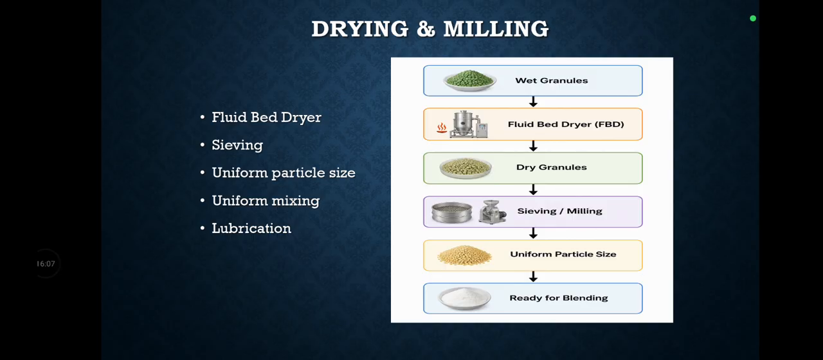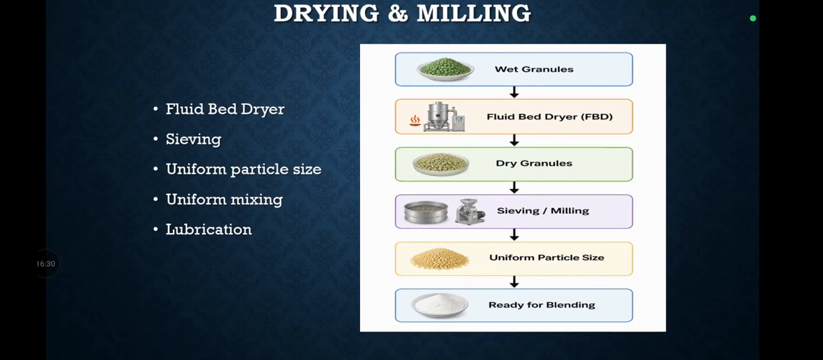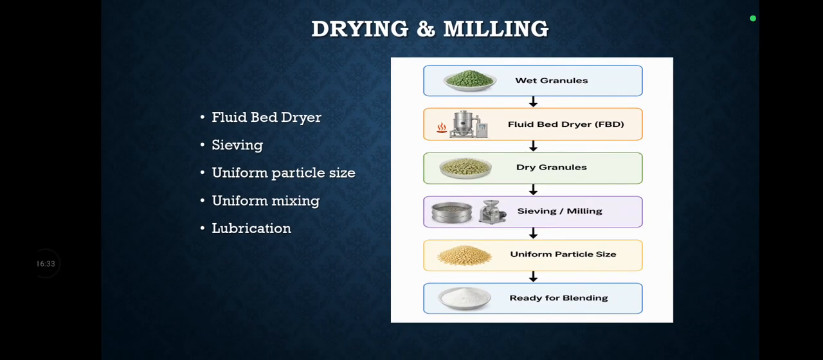Next, after granulation, the drying and milling process is there. For drying and milling, we use an FBD, the fluid bed dryer, to dry our granules and remove the moisture content from them. These are the steps we use during the drying and milling process. After wet granulation, it goes to the FBD, the fluid bed dryer. Accordingly, we need to remove the moisture content as per the requirement.